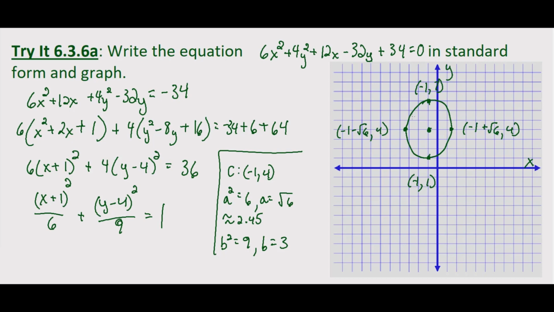to graph our ellipse. So again, we completed the square for x, completed the square for y, made sure that we added to the right-hand side everything that we added to the left-hand side, and then simplified to get our standard form. And then we graphed as we normally would, finding the center, and then a and b in order to graph our major axis and minor axis vertices.